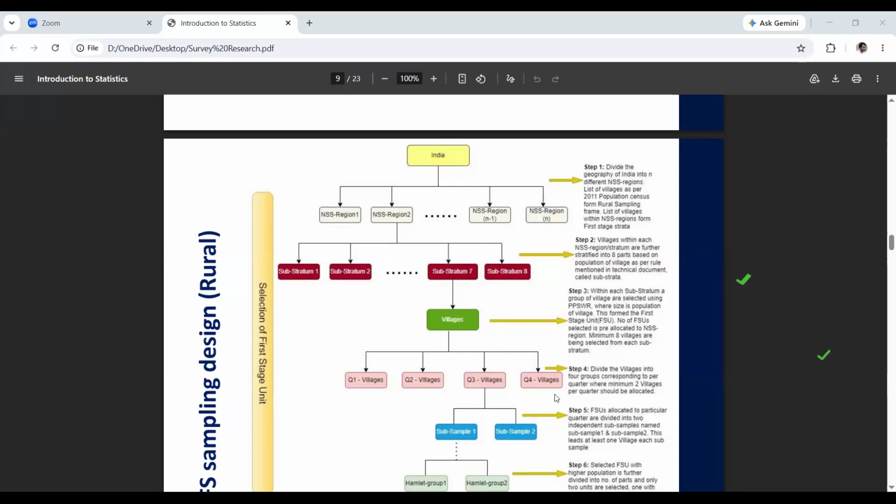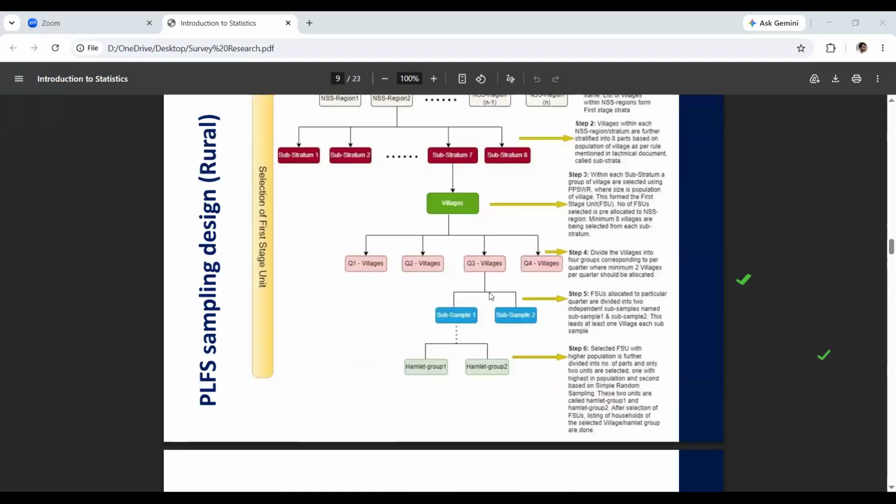Because employment conditions in India are mainly related to agricultural conditions and climatic conditions, highly affected by seasonal variations. So households or villages in the sample are evenly distributed across different quarters of the year. So 8 villages are obtained, and those 8 villages are divided into 4 groups: Q1, Q2, Q3, Q4. So 2 will be surveyed in quarter 1, 2 in quarter 2, 2 in quarter 3, and 2 in quarter 4.